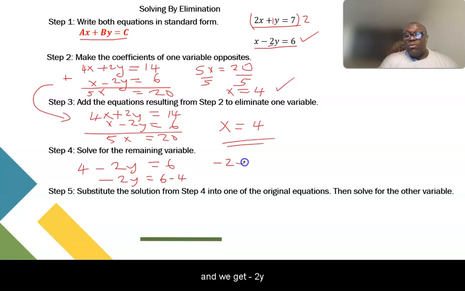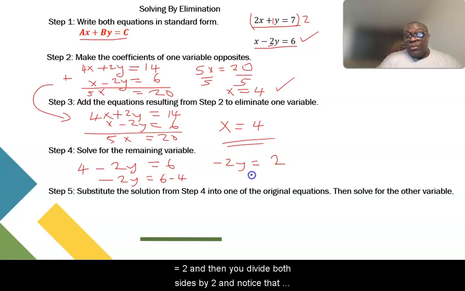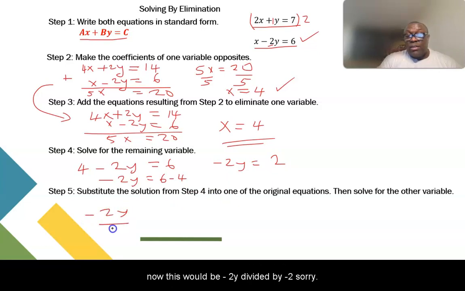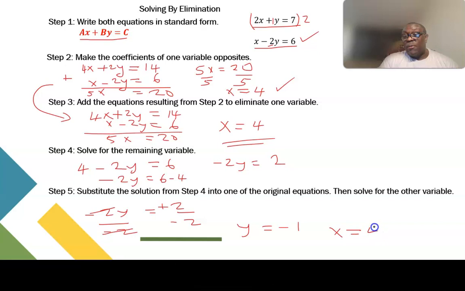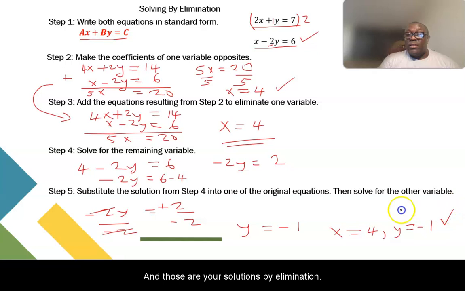And we get negative 2y equals 2. And then you divide both sides by negative 2. And notice that now this would be negative 2y divided by negative 2, and this is equal to 2 divided by negative 2. So negative 2 and negative 2 cancel, and positive 2 divided by negative 2 will be negative 1. And again, we have found the two solutions, x equals 4, while y equals negative 1. And those are your solutions by elimination.